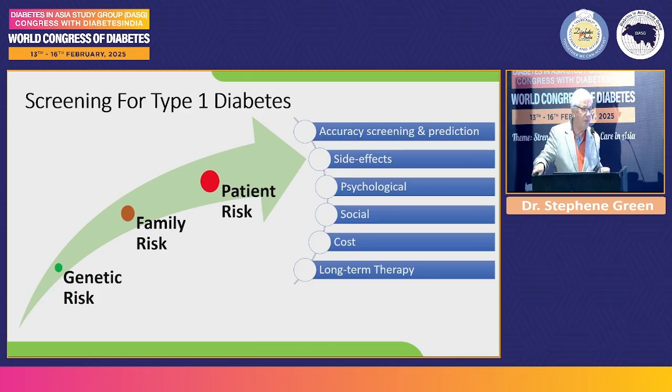I'm not actually sure there's any physical side effects, but there's certainly quite a lot of potential psychological side effects for the screening. There's all sorts of social aspects and insurance and all this sort of stuff. And then there's the big word, which is the cost. A screening program in a national arena, in a regional center, etc., has a significant cost to it. And then you've got to think about, if you're going to start preventive therapy, whatever that might be, what's the long-term effect of that?